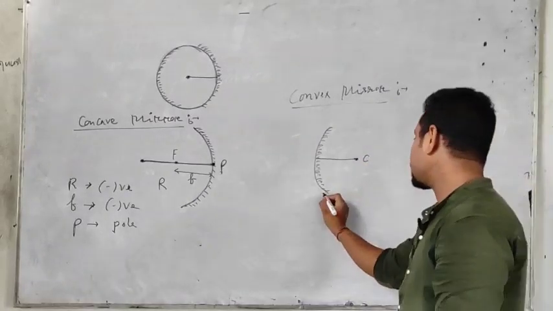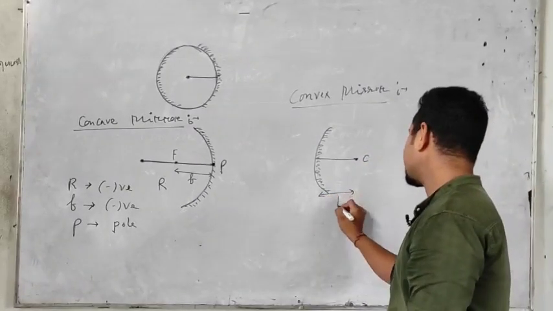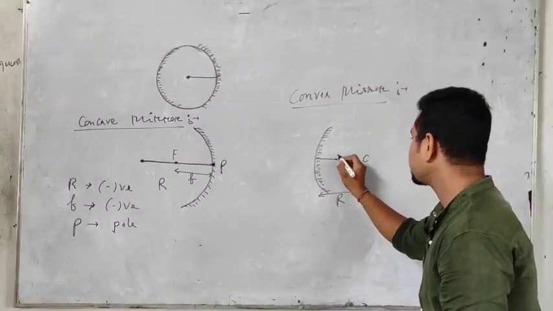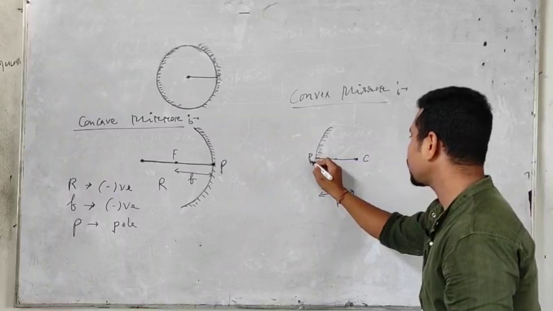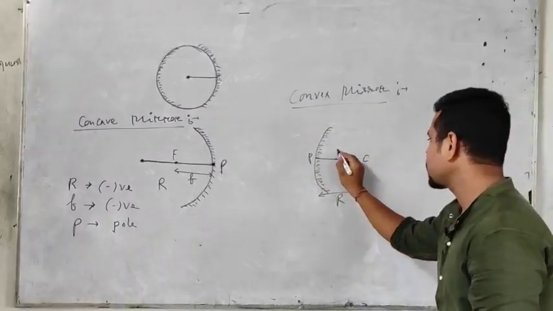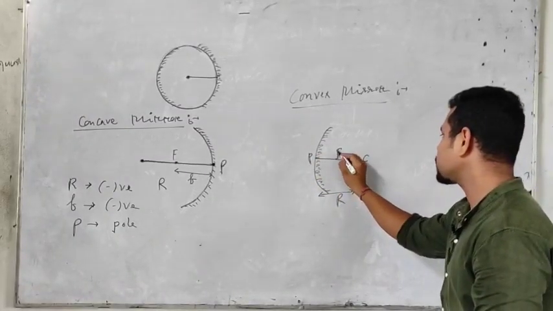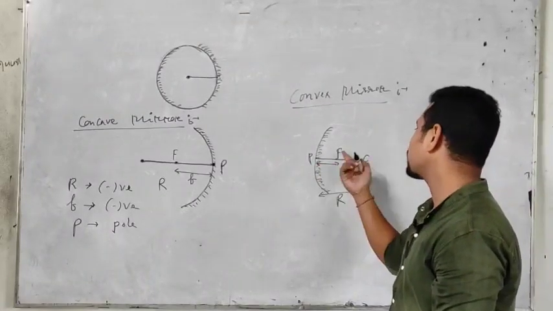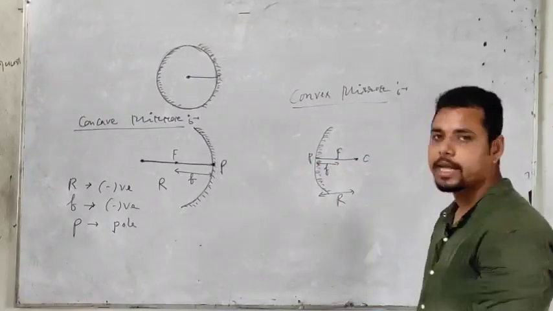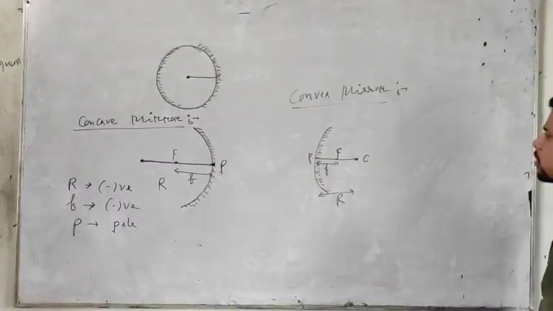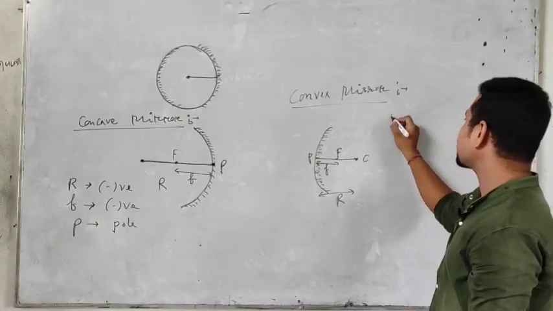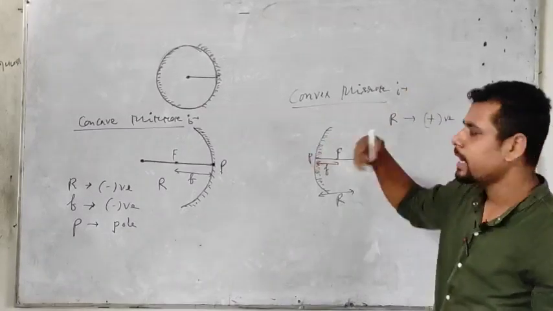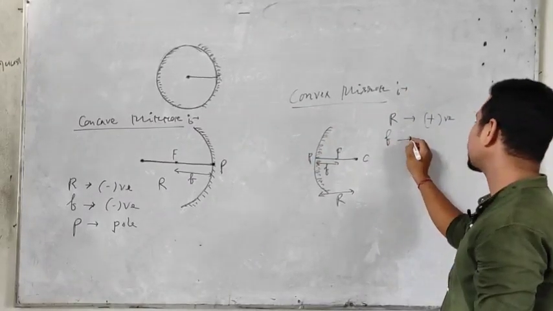Okay. Then this is the radius of curvature. Then in between the focus, pole and center of curvature, there will be the focal point. And that length from the pole to focus is known as focal length. So the sign for the radius of curvature will be positive for a convex mirror, and the focal length for a convex mirror is also positive.